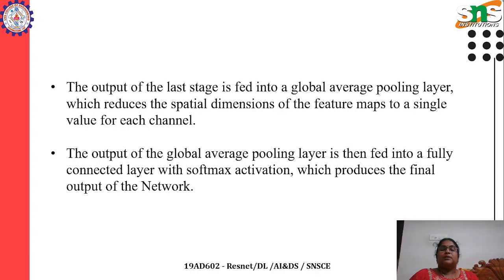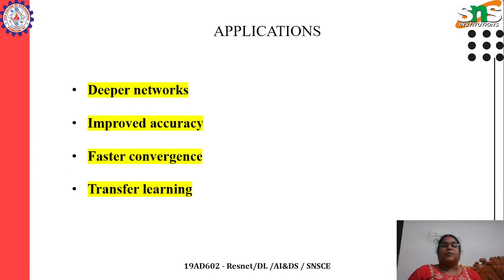The output of the last stage is fed into the global average pooling layer. The main functionality of this pooling layer is to reduce the spatial dimension of feature maps to a single value for each channel. It just reduces the dimension, and a single value per channel reaches the next layer. The output of the global average pooling is fed into the fully connected layer with softmax activation, which produces the final output of the network. So these are all the main layers present in the ResNet.